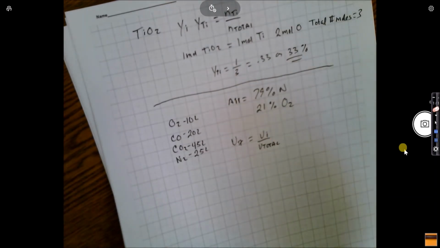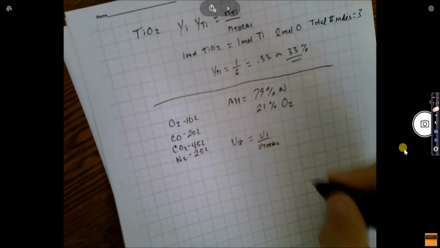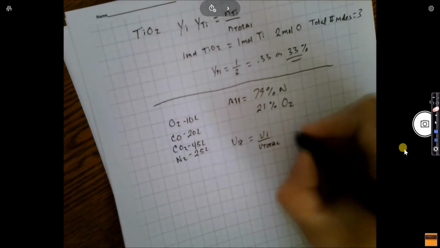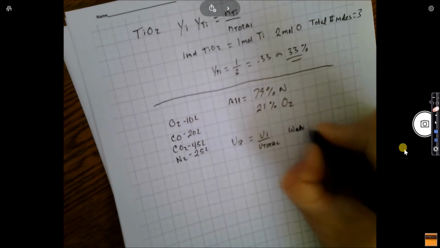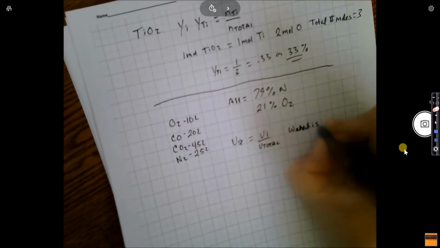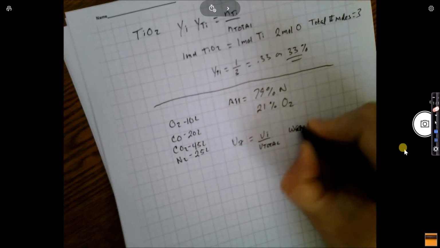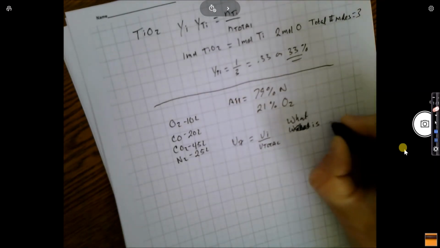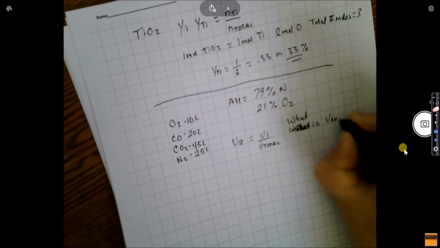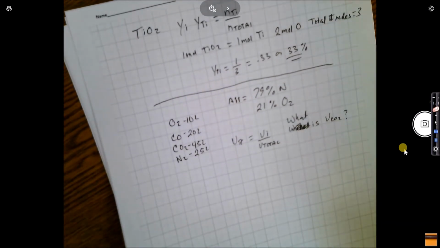Okay, so let's say we want to know what the volume fraction of carbon dioxide is in this. So what is V CO2? All right, so V CO2.